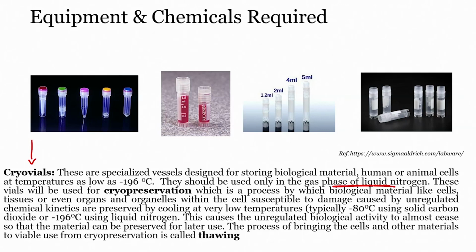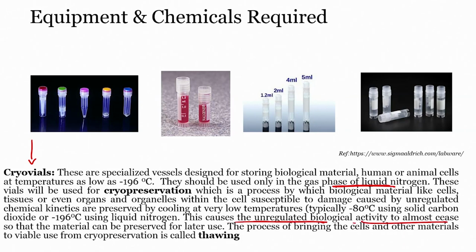These vials will be used for cryopreservation to preserve the cells for a longer time, which is a process by which biological material like cells, tissue or even organs and organelles within the cells, susceptible to damage caused by unregulated chemical kinetics, are preserved by cooling at very low temperature. This causes the unregulated biological activity to almost cease, right.